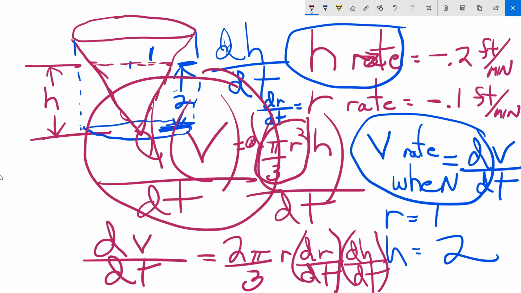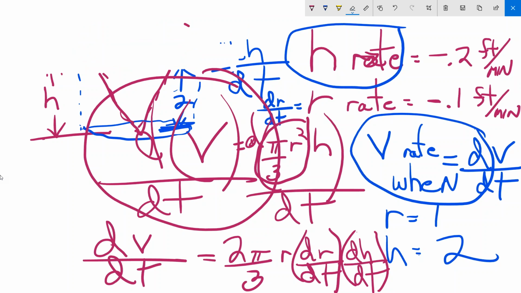Now you can kind of see what's going to happen here. I need room to write. I'm going to erase this up here just so I can continue this thing.